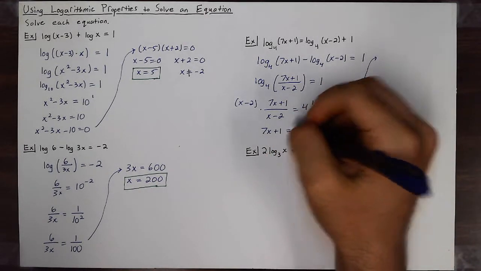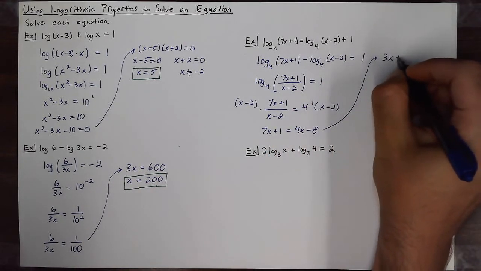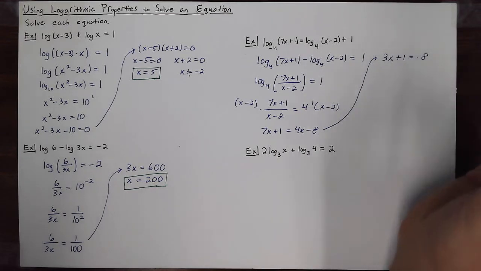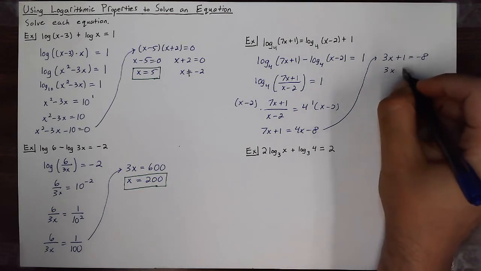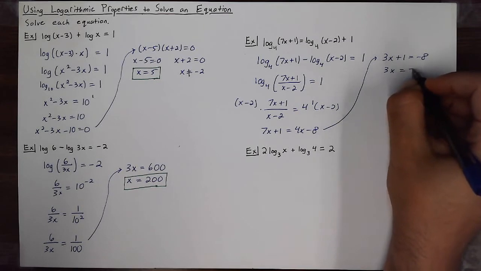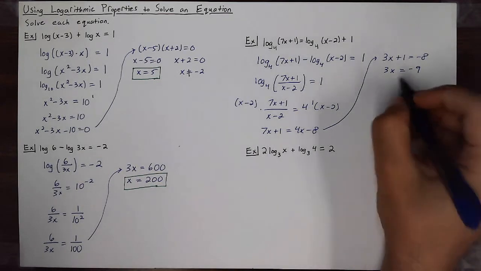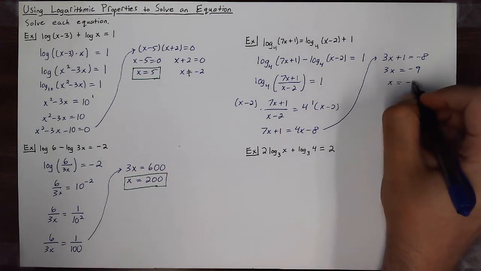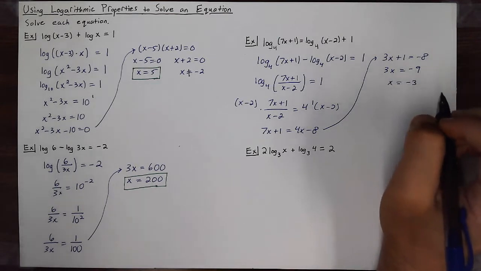And then I can subtract 4x, which gives me 3x plus 1 equals negative 8. Subtract 1, so we get 3x equals negative 9. And then x equals negative 3.